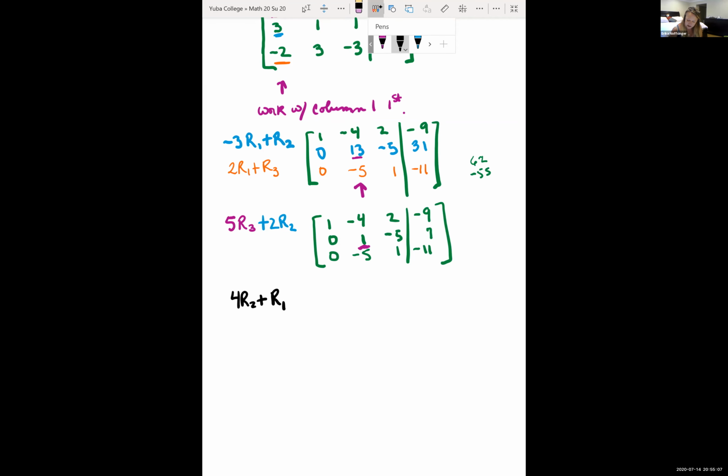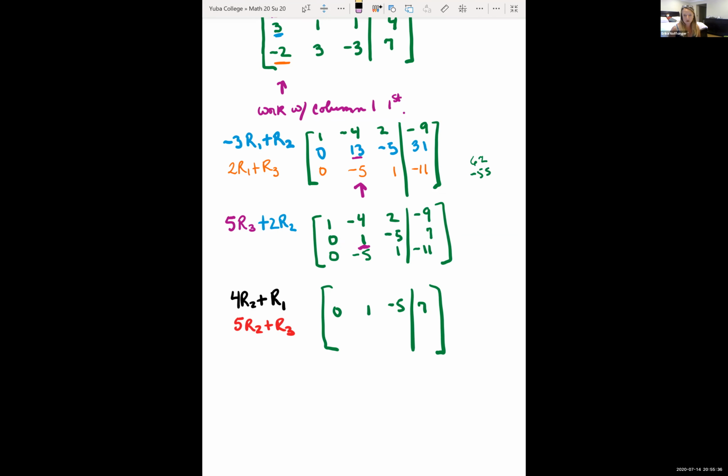Let's also look at the other one. So bottom row, if I multiply the second row by a 5 and add it to the third row, so 5 row 2 plus row 3. So we're just using row 2 to manipulate row 1 and row 3. So 0, 1, negative 5, and 7.